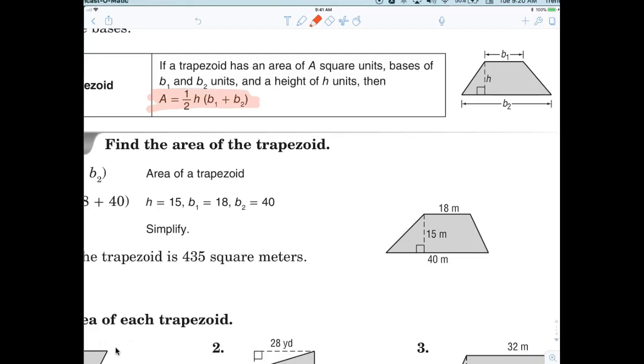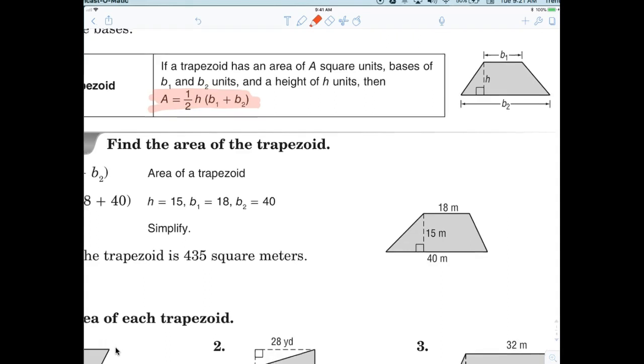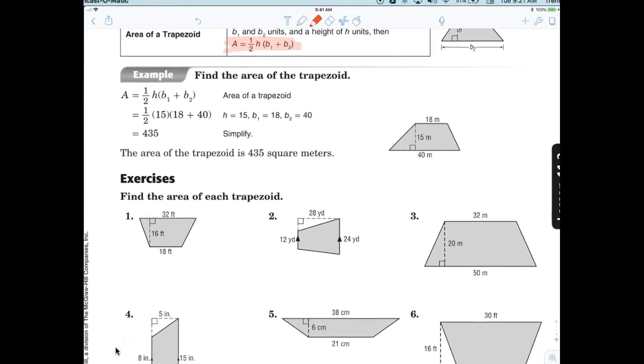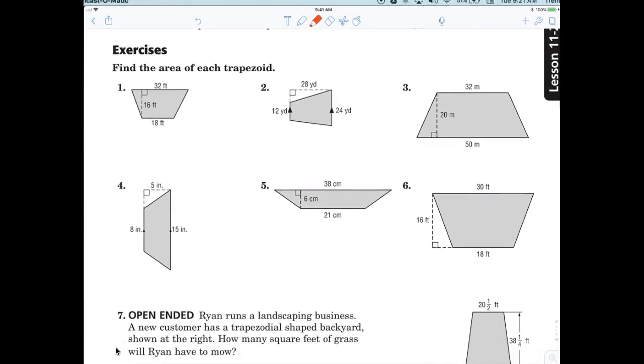Now, what I always try to tell kids about the area of a trapezoid, I always say it's the average of the bases times the height. The average of the bases times the height is the area of the trapezoid. Very simple formula. So we'll just do a couple of them here.